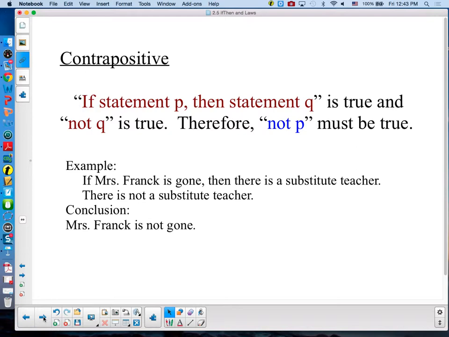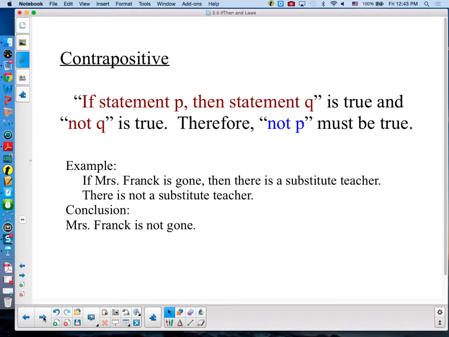So this one you have to do some, it's called negating. You might say the opposite, but I wouldn't use the word opposite. The negation of the conclusion leads to the negation of the hypothesis being true.